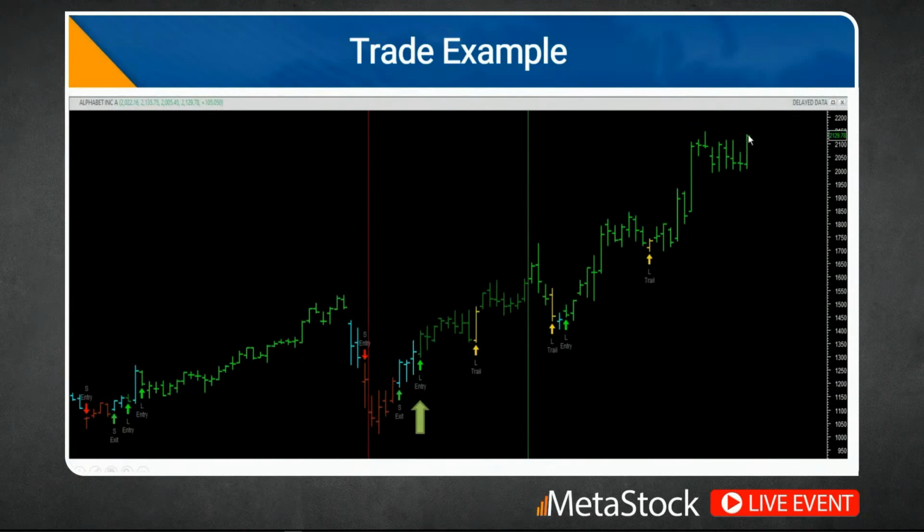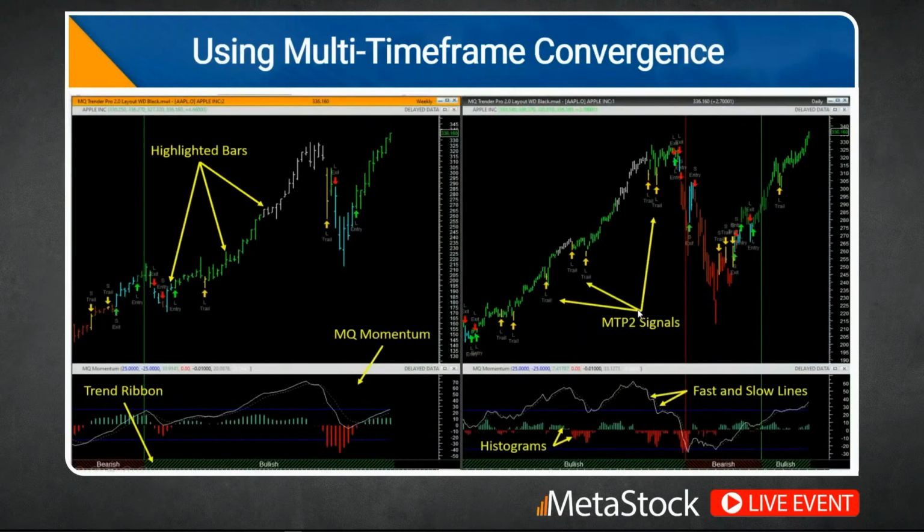Way up here. With this technique, you would have been able to weather this pullback, and you wouldn't have even been nervous, because you know, since it stays green, that this thing is poised to keep going. That's the power of having this extra insight. That's what hedge funds use to help them stay in. They use systems like this. And we've got our MTP2 signals helping us along the way.